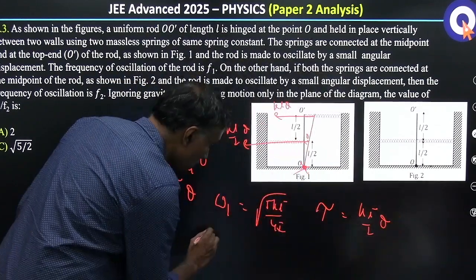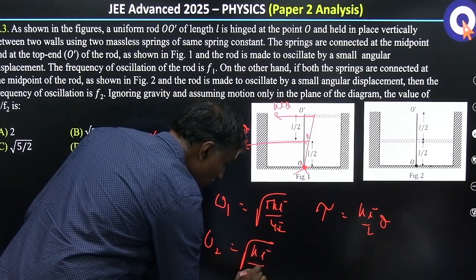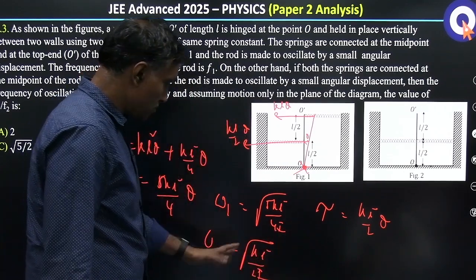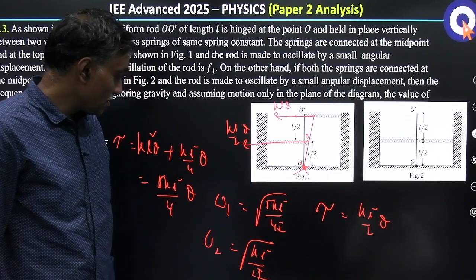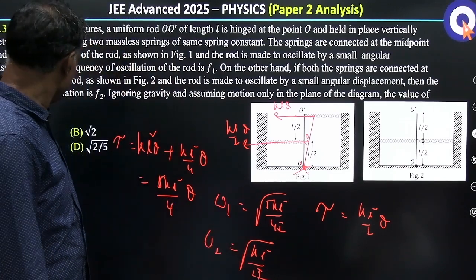So what is omega 2? Is root of KL square by 2 I, that's. Now take ratio. Omega 1 by omega 2 is root of 5 by 4 by 2. So root 5 by 2 will get, okay.